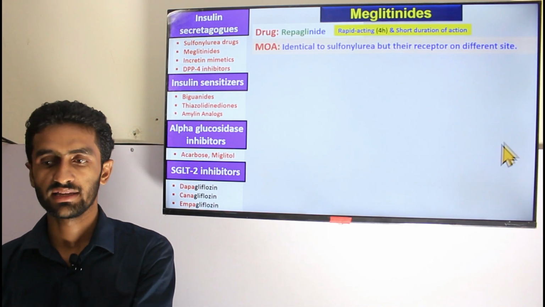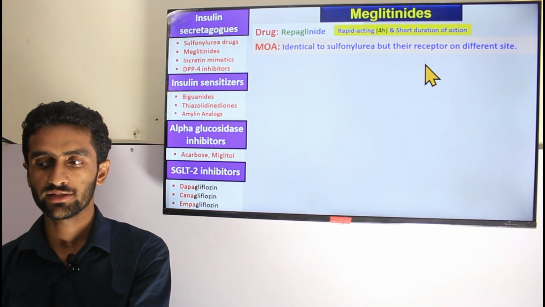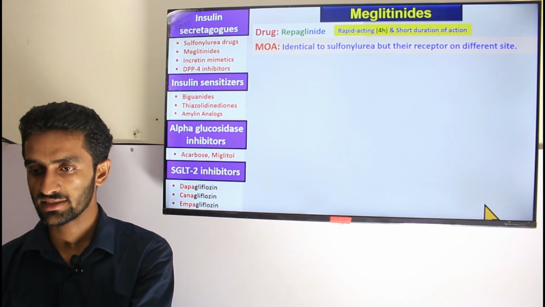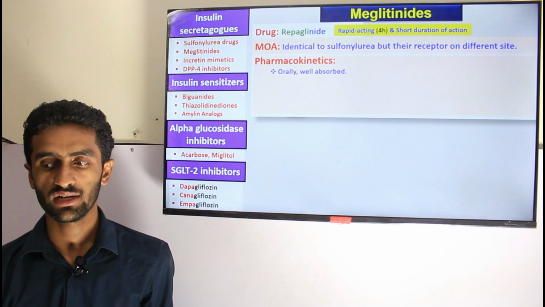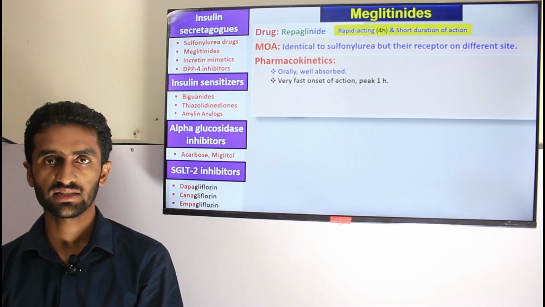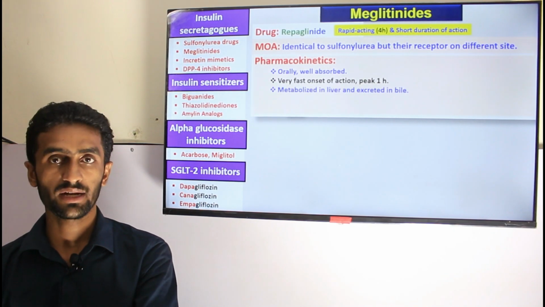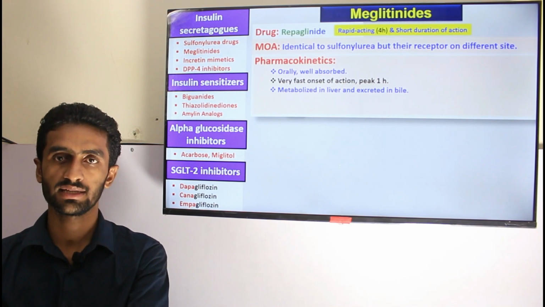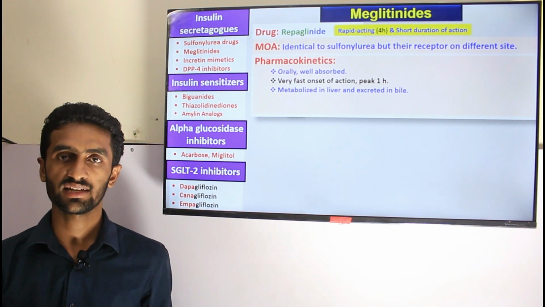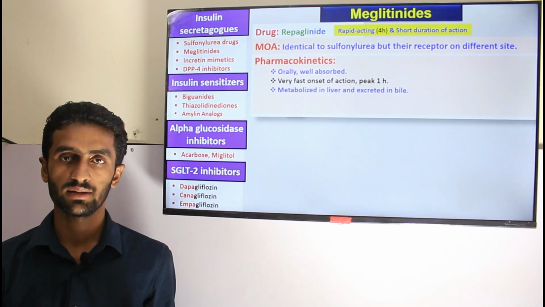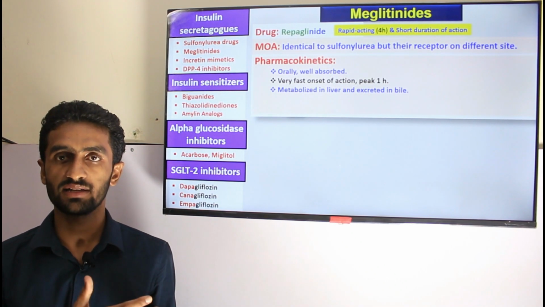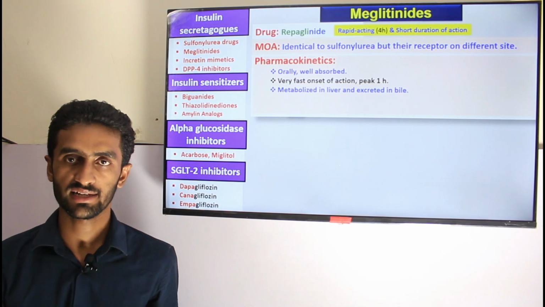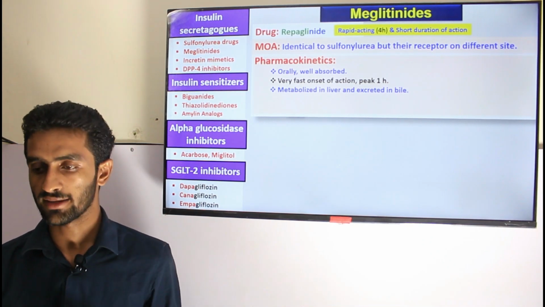Their mechanism is identical to sulfonylurea, but the receptor differs, as I mentioned already. Pharmacokinetics: orally well absorbed, very fast onset of action, reaching the peak in 1 hour, and the metabolism is in the liver, excreted in the bile, not by the kidney. So you can say it will be the drug of choice in renal disease patients, because you should avoid sulfonylurea in renal disease, especially the long acting.